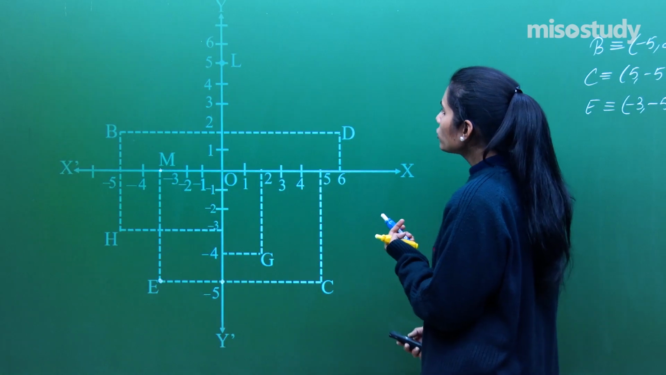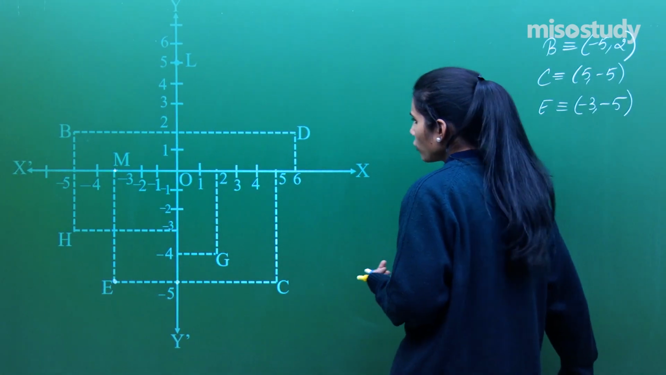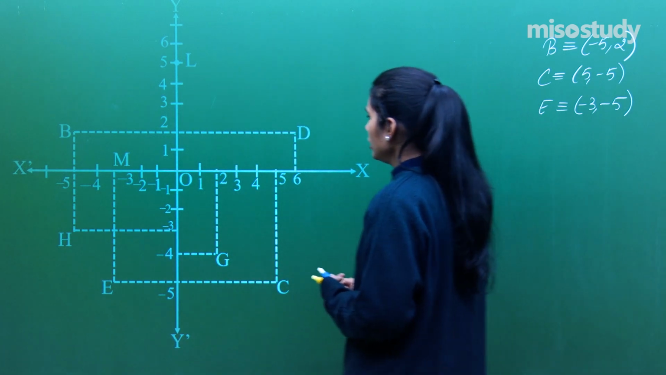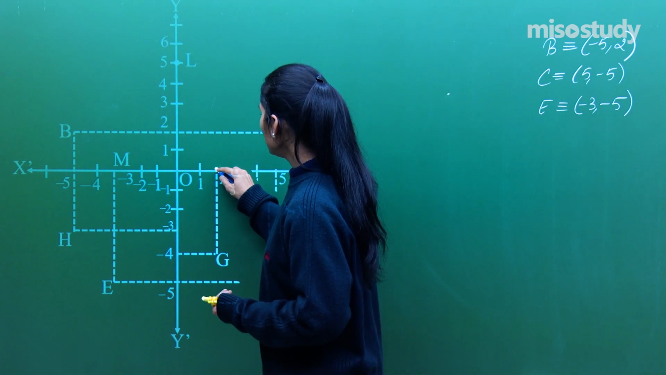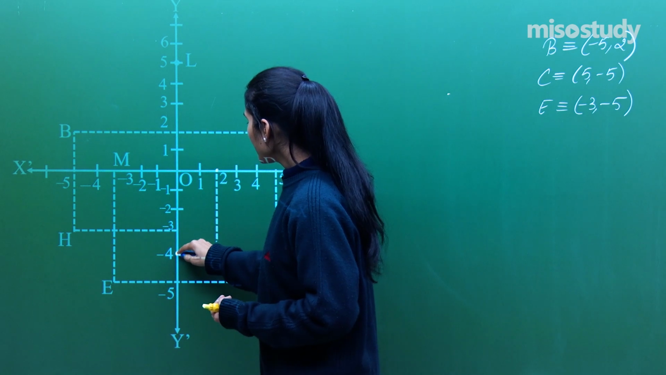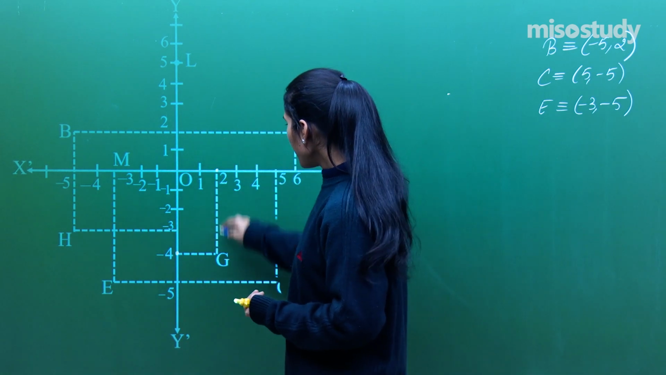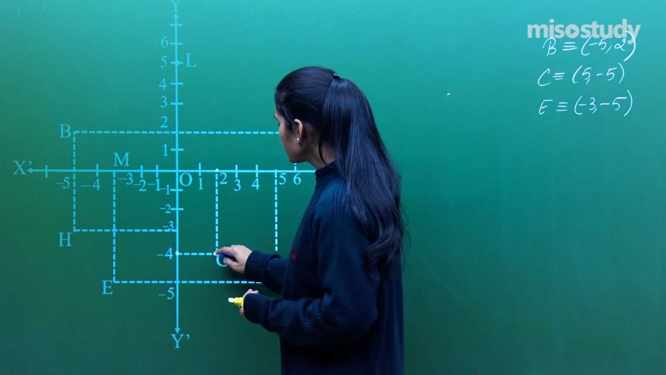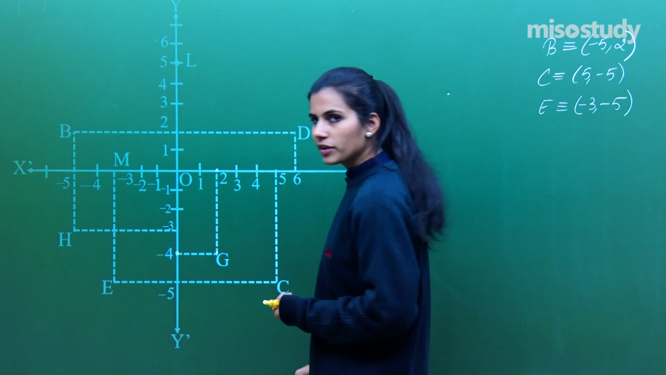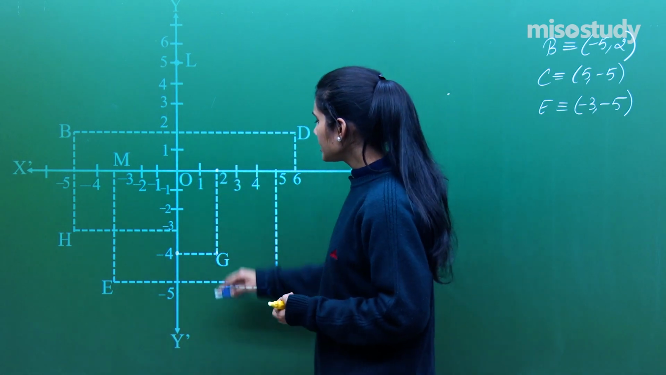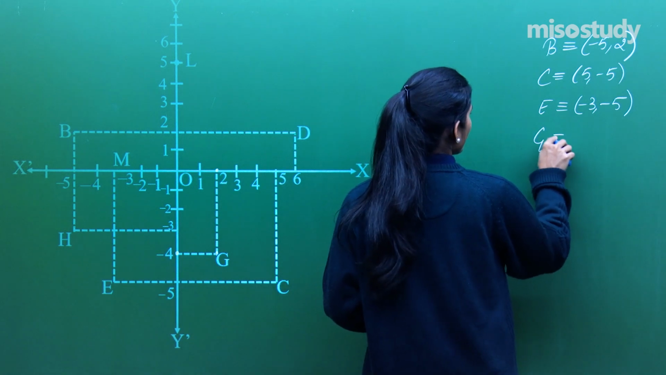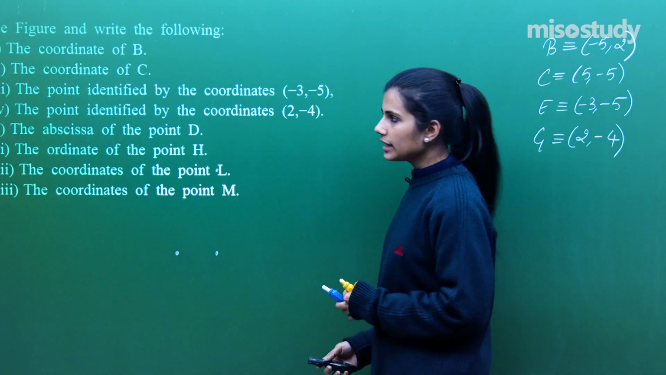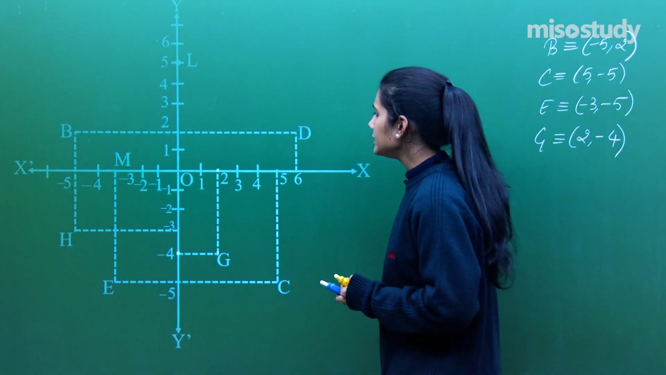Clear? So the point identified by this is E. The point identified by 2, -4. 2, -4 means 2 units along the positive x-axis and 4 units along the negative y-axis. So 2 units along the positive x-axis you reach here, 4 units along the negative y-axis you reach here. Now you draw a line parallel to the y-axis passing through 2, and a line parallel to the x-axis passing through -4. Both these lines are going to intersect over here at point G, which will have coordinates 2, -4. So it is point G which has coordinates 2, -4. Clear?